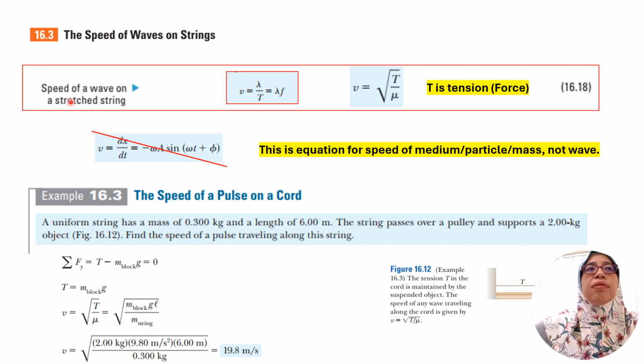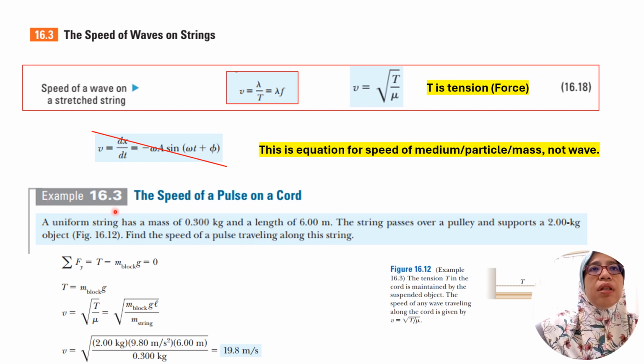But when it's tailored to a stretched string, maksudnya tali tu mesti tegang. Kalau tali tu tak tegang, gelombang tak wujud. So it was v = square root of tension over mu. Mu is the linear mass density, which is mass over length.